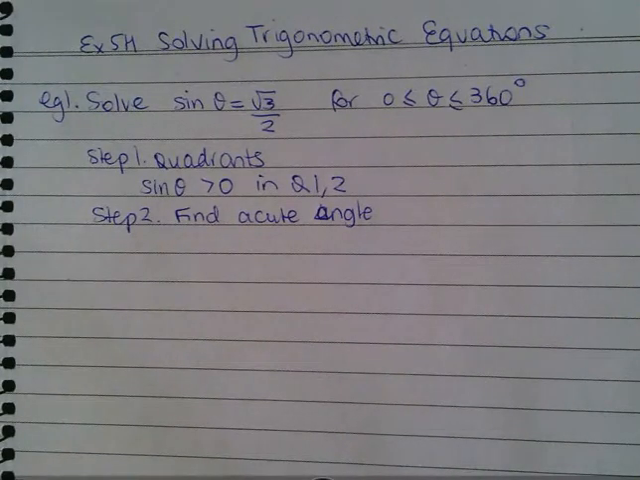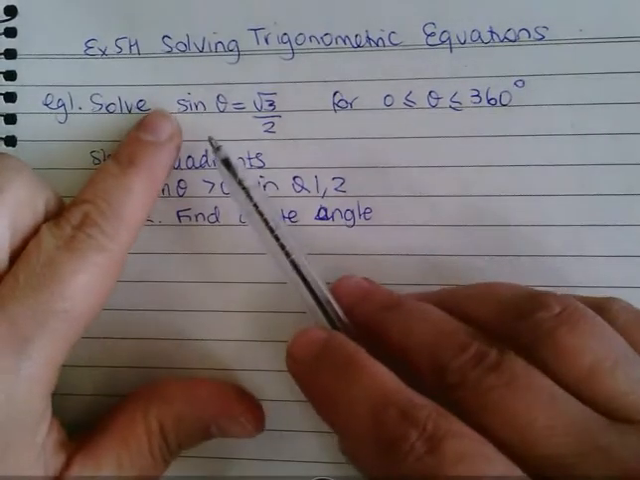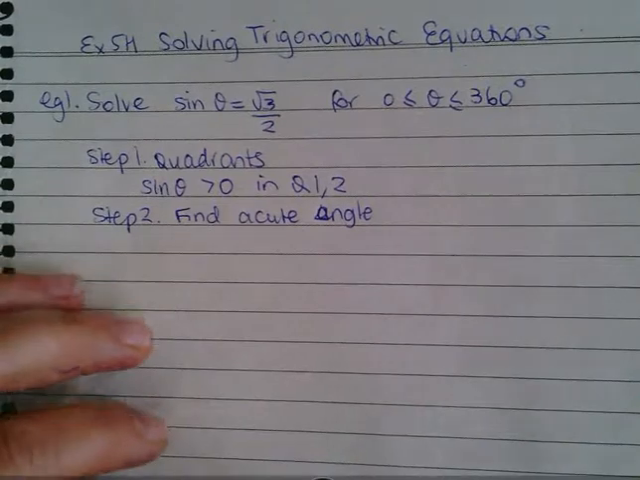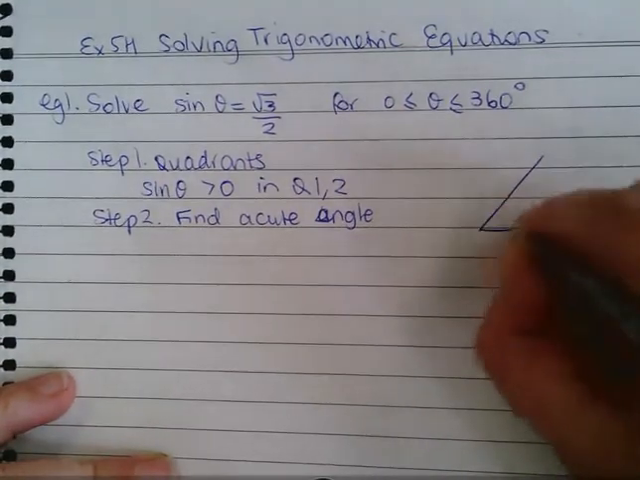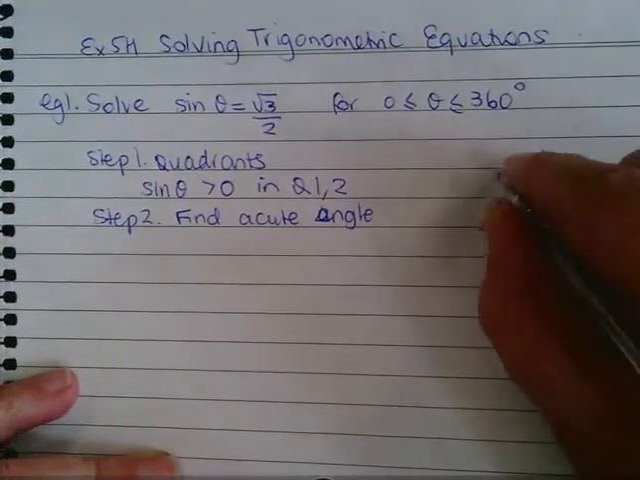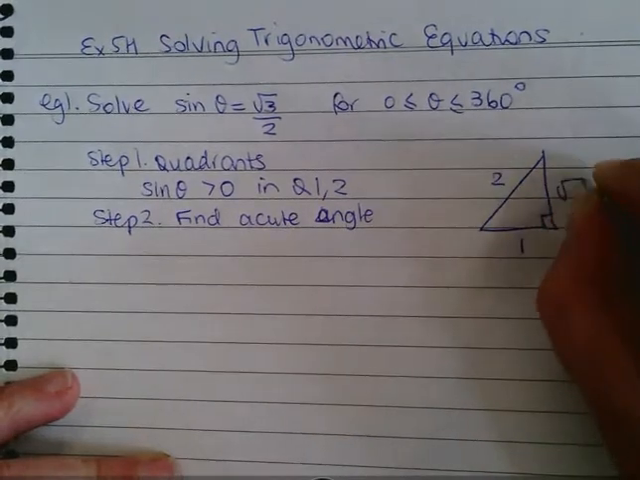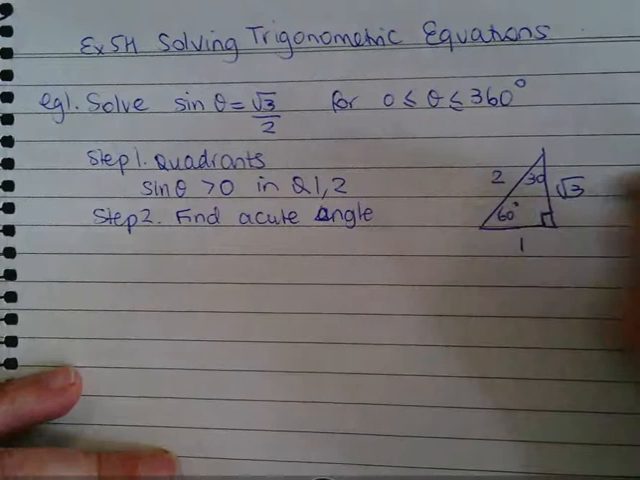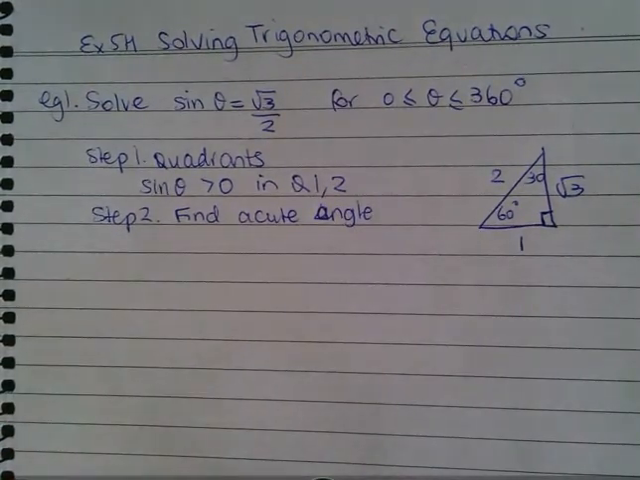You know what you could do? You could get your calculator and go shift, or you can look at the diagram that you're given in the exam. Now, the diagram that you're given in the exam is this. 30, 60. That's what you get. That's one of them. Okay, so if you see that, sine of what is √3 on 2? Is it sine 60 or sine 30?